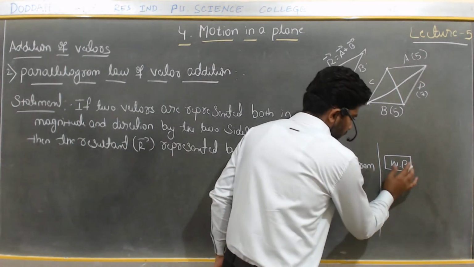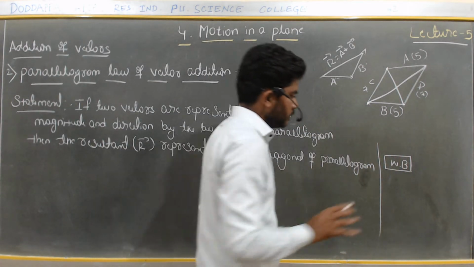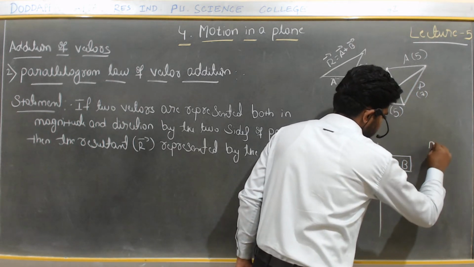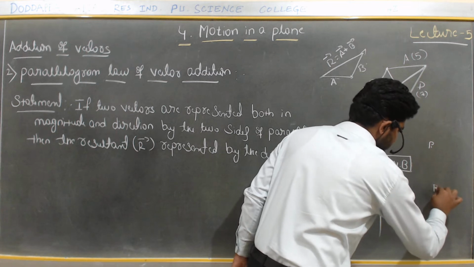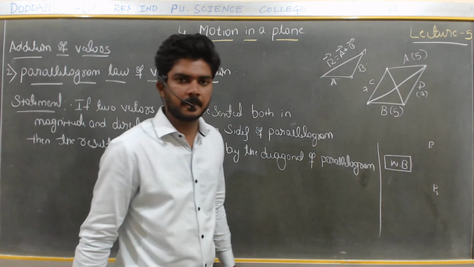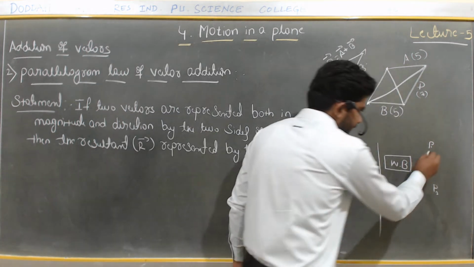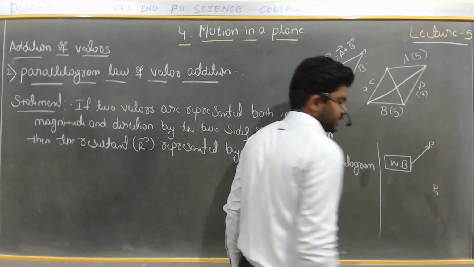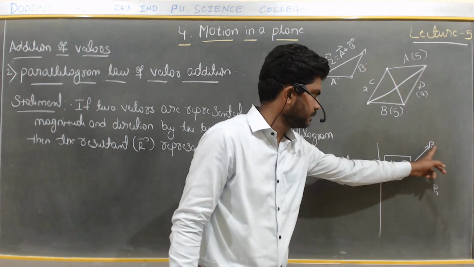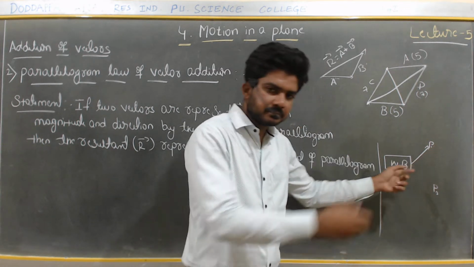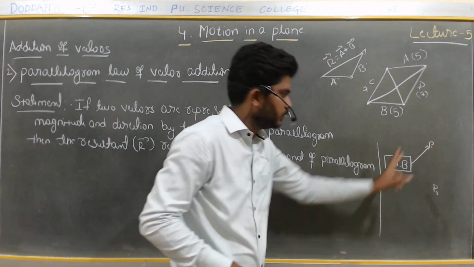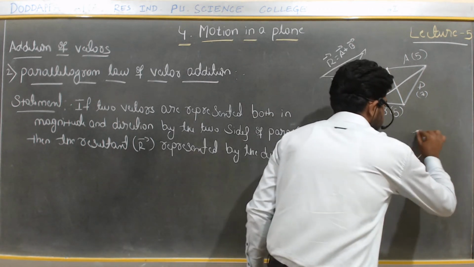See here, one wooden block is there. Assume that two persons are here. One is person P1 and one is person P2. Now what he does, he pulls this wooden block in this direction. Person P1 is pulling the wooden box in this direction with a force of 5 Newton.